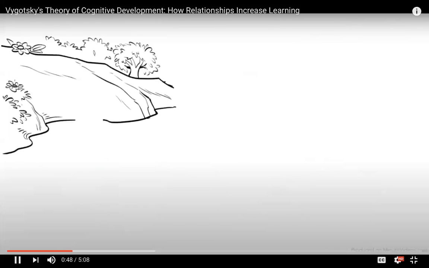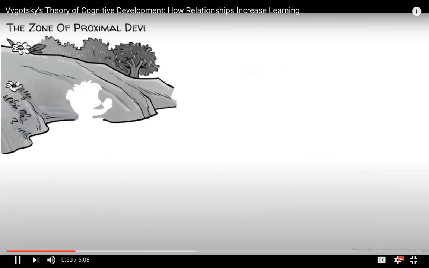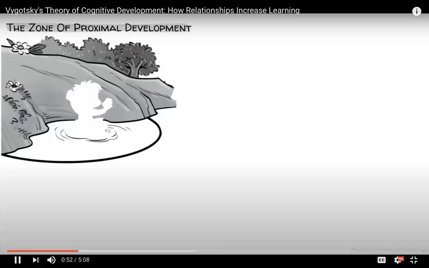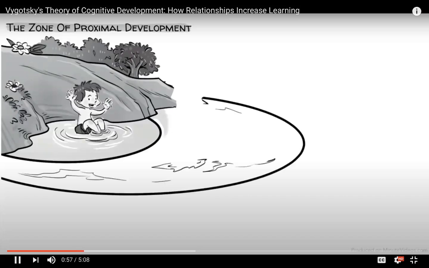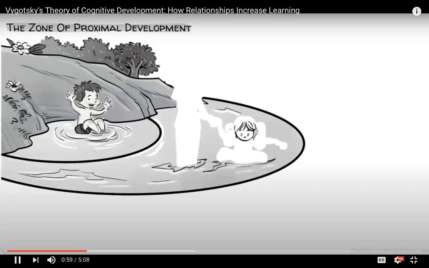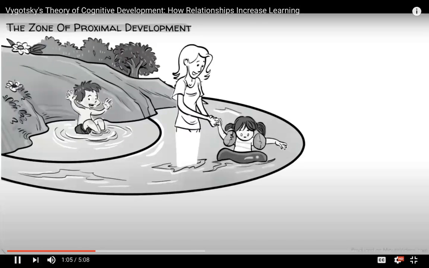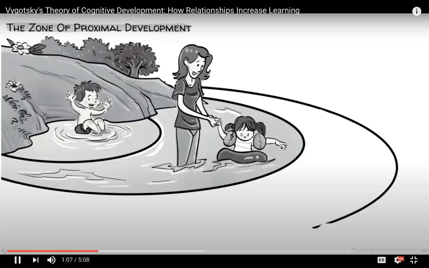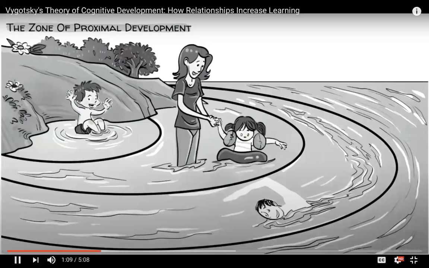This development ideally happens in the zone of proximal development. First, there is what we can do on our own. Then, there is the zone of proximal development, which represents what we can do with the help of an adult, a friend, technology, or what Vygotsky called the more knowledgeable other. Last, there is what's beyond our reach.